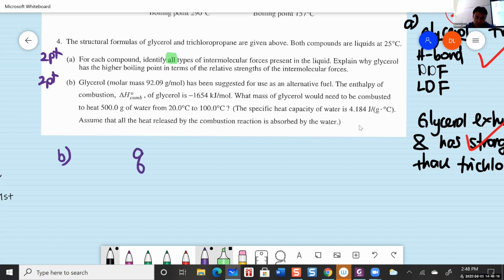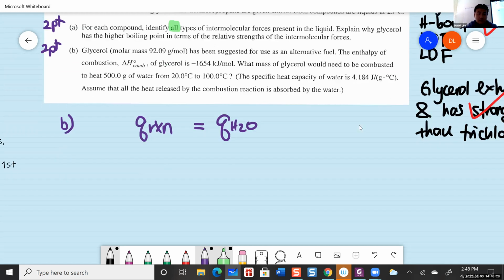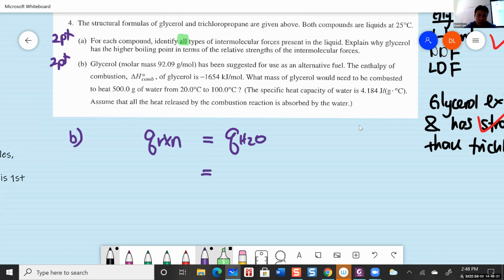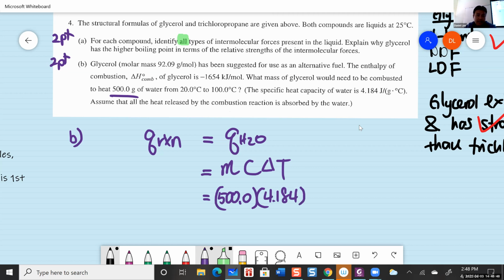The Q of the reaction, which is the combustion, must be heat absorbed by water, isn't it? Heat lost by the combustion, released by combustion is heat gained by water. Okay, I know what the heat gained by water is because that would be MC delta T for water. I have 500.0. Carry out the sig fig, okay? So don't put 500. It says 500.0. Put down 500.0. The specific capacity for water is 4.184 is given. And the change in temperature is 100 minus 20.